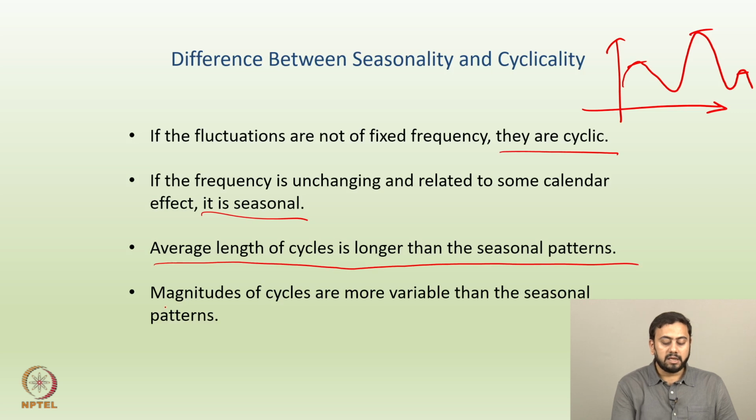And the last one is that the magnitudes of cycles are more variable than those of seasonal patterns. So, the amount of variation in the peaks or in the troughs is much more variable in a cyclical pattern than in a seasonal pattern. These are some of the differences when it comes to understanding seasonality and cyclicality, because even though these two are non-stationary aspects, they mean entirely different things.